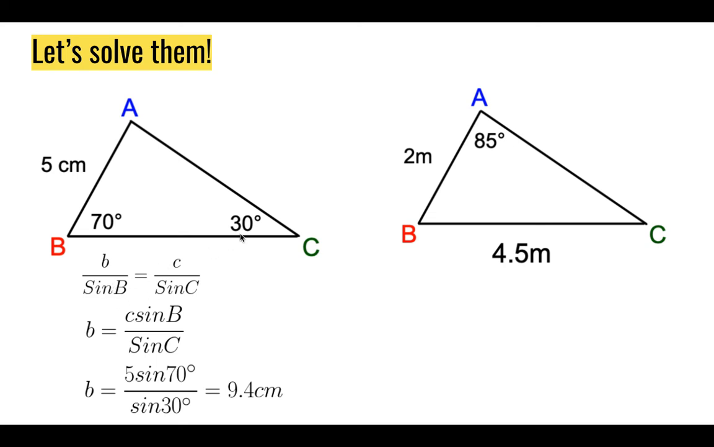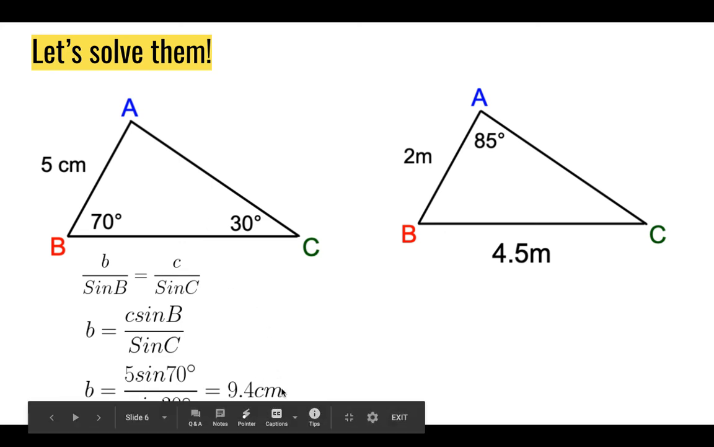So little b is equal to 5 times sine of 70, and then you're going to divide that by sine of 30, and you should get 9.4. So it might be a good idea to pause the video here, put those numbers into your calculator, and make sure that you get the correct answer. And don't forget the units, right? If there's a unit on the length here, you also need to use units on your answer.